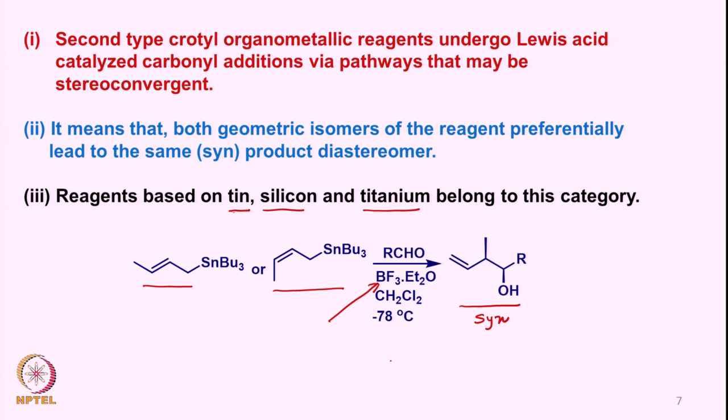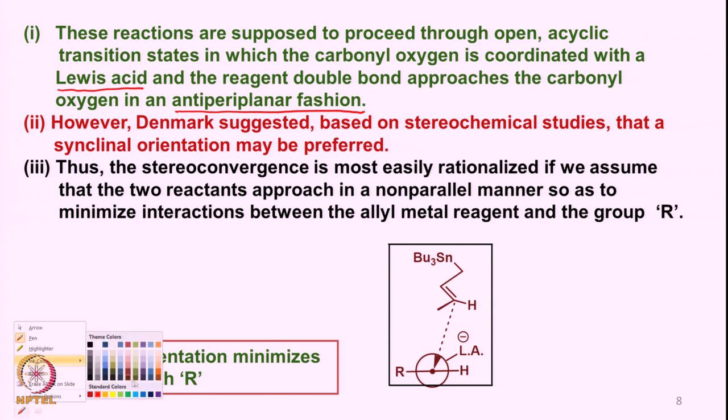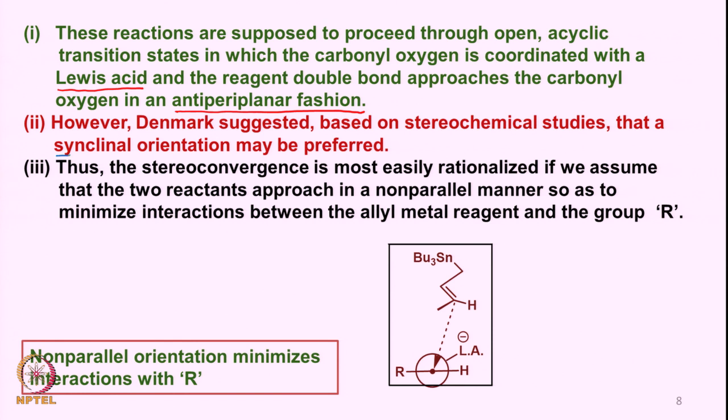kind that is required. So, the third type: these reactions are supposed to proceed through open chain acyclic transition states in which the carbonyl oxygen is coordinating with the Lewis acid. So, the carbonyl oxygen coordinates with the Lewis acid, and then the reagent approaches the carbonyl in an anti-parallel fashion. This is what was basically expected, because it is obvious that once the chelation occurs, the approach of the nucleophile or the allyl part will happen in an anti-periplanar fashion. But Denmark suggested, based on various kinds of stereochemical analysis, that the synclinal orientation is preferred.